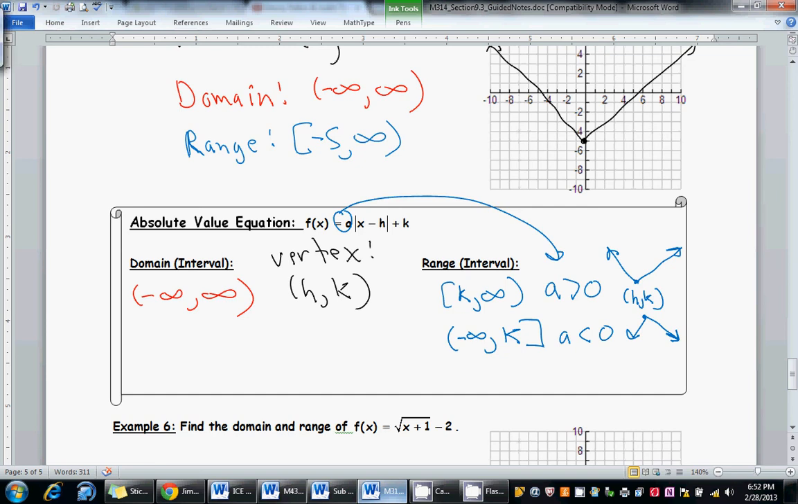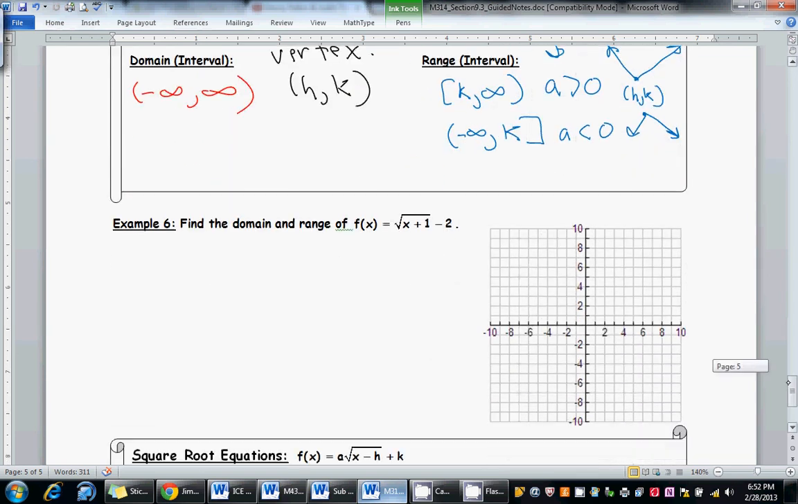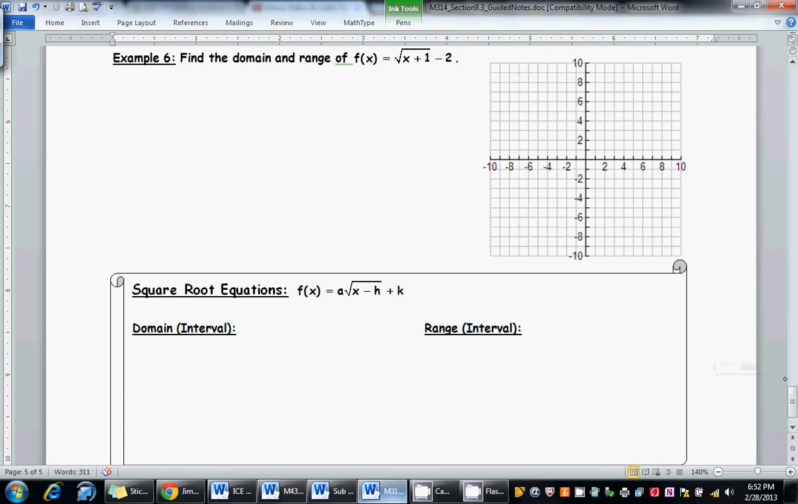All right. Last one we're going to look at is the square root. This is the square root of x plus 1, minus 2. Notice the minus 2 is not inside the square root. Very common error.